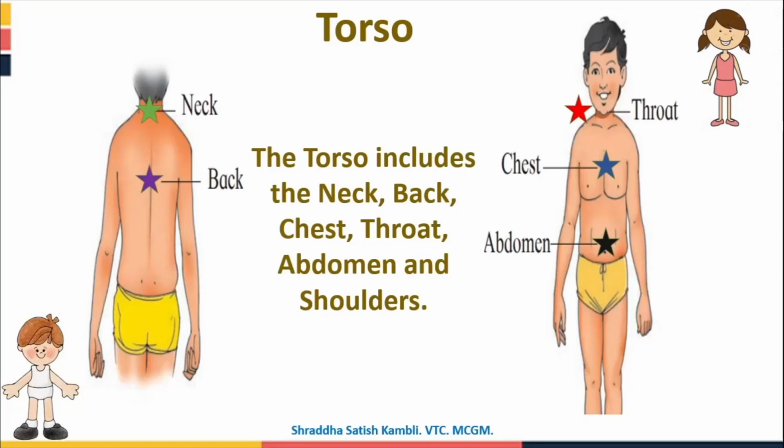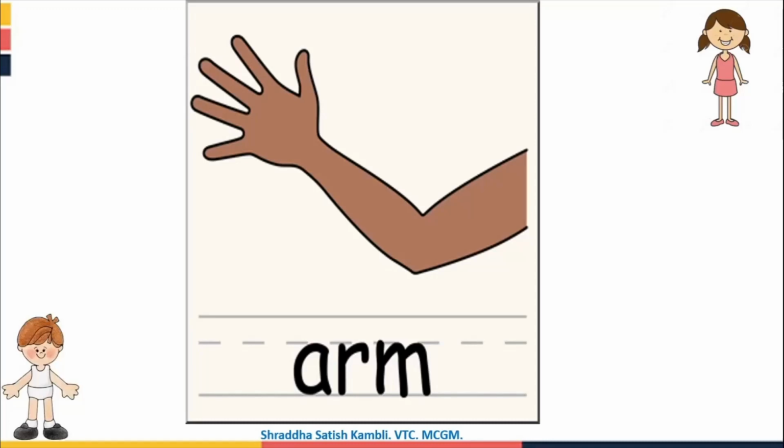So see, for one part we can use 3 words. In the textbook, in the beginning they have said tummy. Now they're saying abdomen. You can also say stomach. Okay, and finally we have the 2 shoulders. Alright, so these are all part of the torso: your neck, your back, your chest, your throat, your abdomen, and your shoulders. And if you look into the textbook, you will see exactly the same image of this boy in the textbook. Alright, now let us come to the next part of the structure.